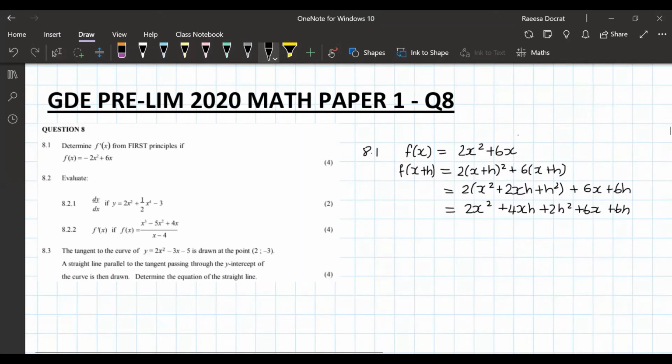Then what I'm going to do is write out, oops, this is a minus 2x. Sorry, that should be a minus. So let's just change the signs. That should be a negative, that should be a negative.